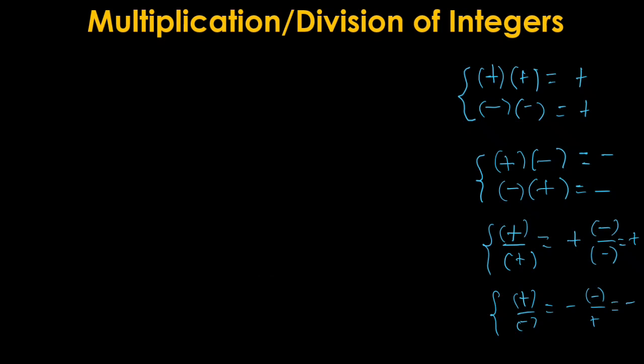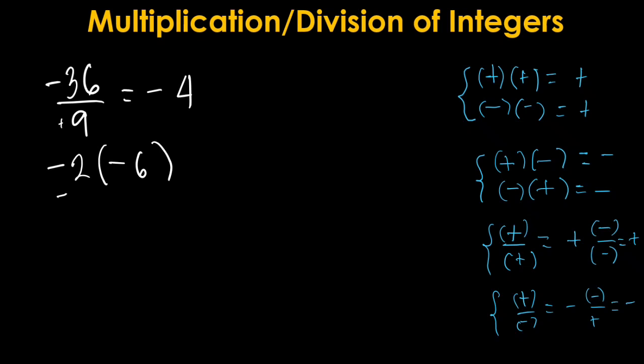If we have, say, negative 36 divided by 9. You don't see the sign here, but that's positive. Negative divided by positive is negative because of the opposite signs. 36 divided by 9 is 4. So that's the idea. If you have negative 2 times negative 6, divided by negative 3, negative 4, let's say negative 2, something like that.